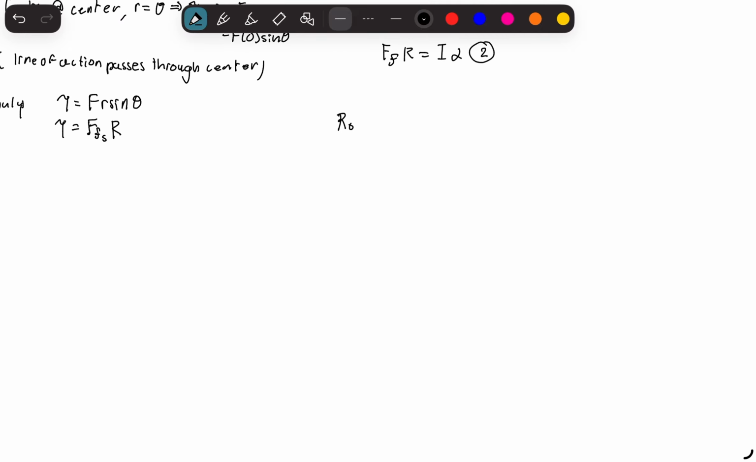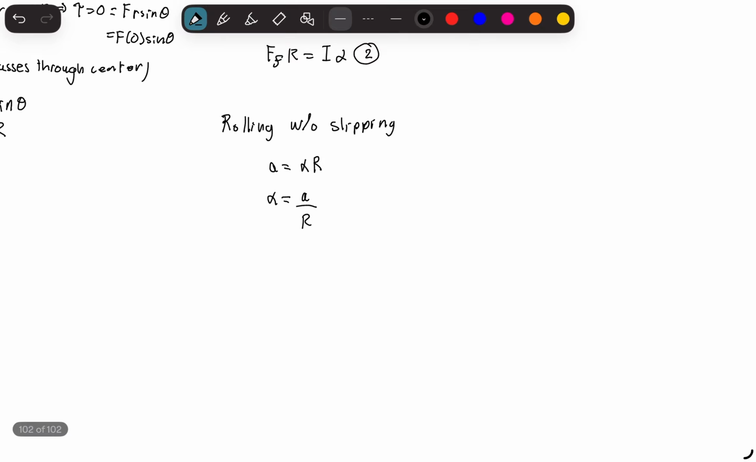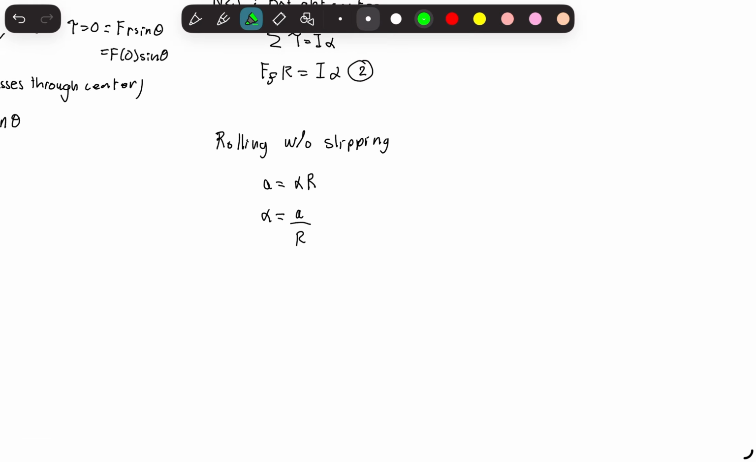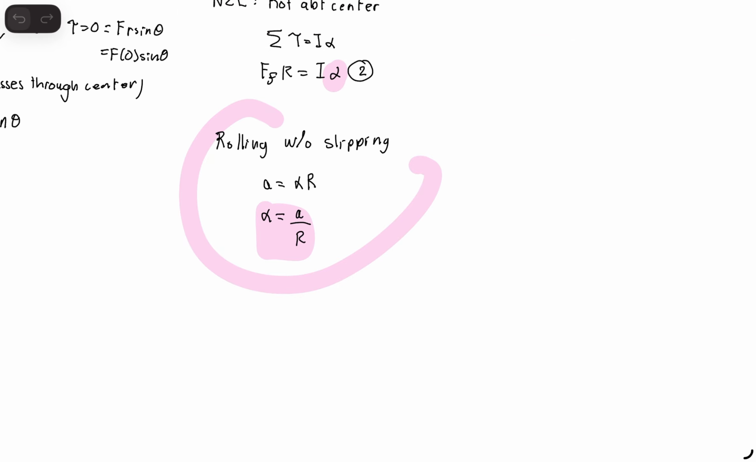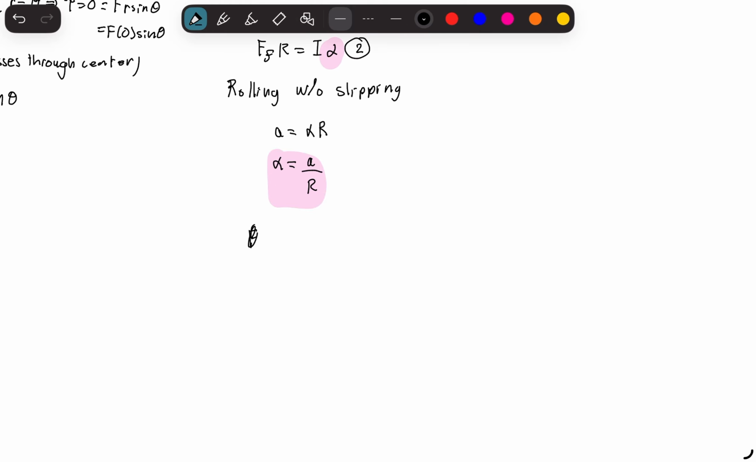Now, what's the rolling without slipping condition? That's when your translational acceleration is equal to your angular acceleration times your r. If you rearrange that, angular acceleration is equal to a divided by r. Now that you have isolated alpha, you can take this rearranged form of alpha and substitute it into this equation here. If you do that, you get this new form: F friction times R is equal to I a over R.